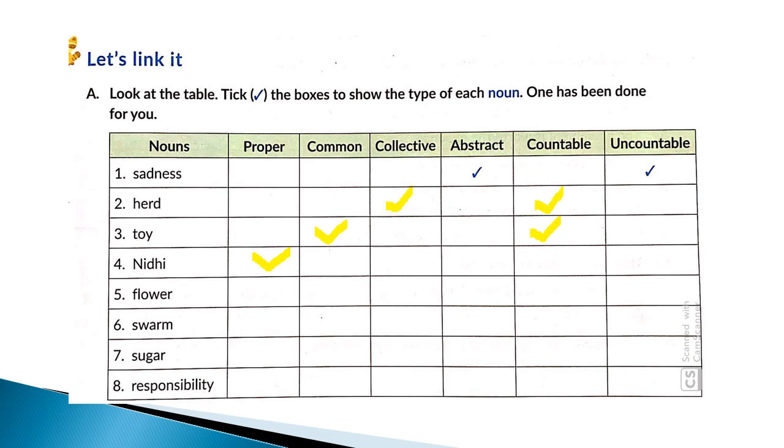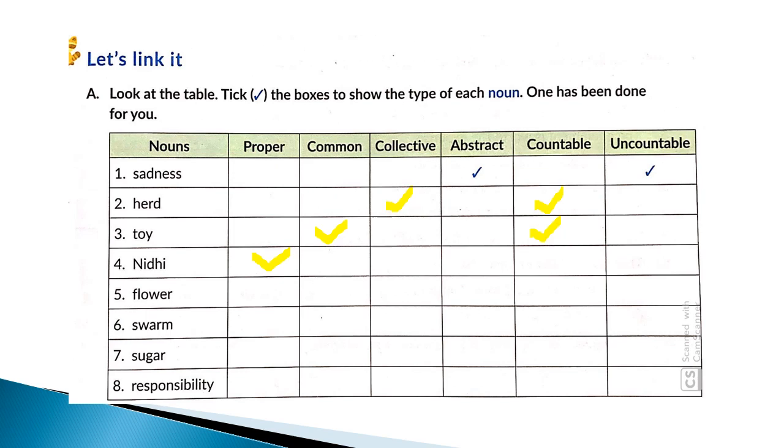Sadness, one has been done for you. It is an abstract noun, plus it is an uncountable noun. Herd. Herd is a collective noun and it is also a countable noun. Toy. Toy is a common noun and it is also countable. Nidhi is a proper noun. The rest of the four you shall do on your own.